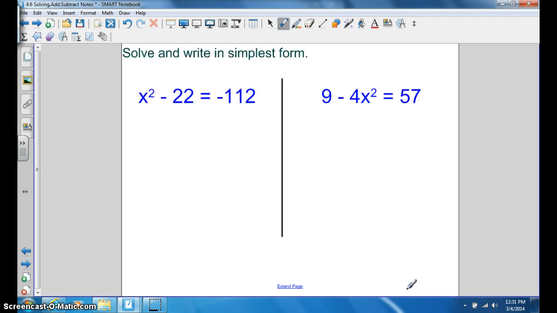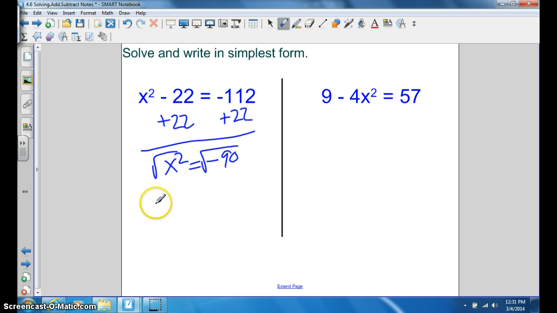Now for these here, we have to get x squared by itself. So for our first one, we have to add 22 to each side. So when we add 22 to each side, we get x squared equals negative 90. So x squared's all by itself, so now we can take the square root of it. So x equals plus or minus the square root of negative 90.